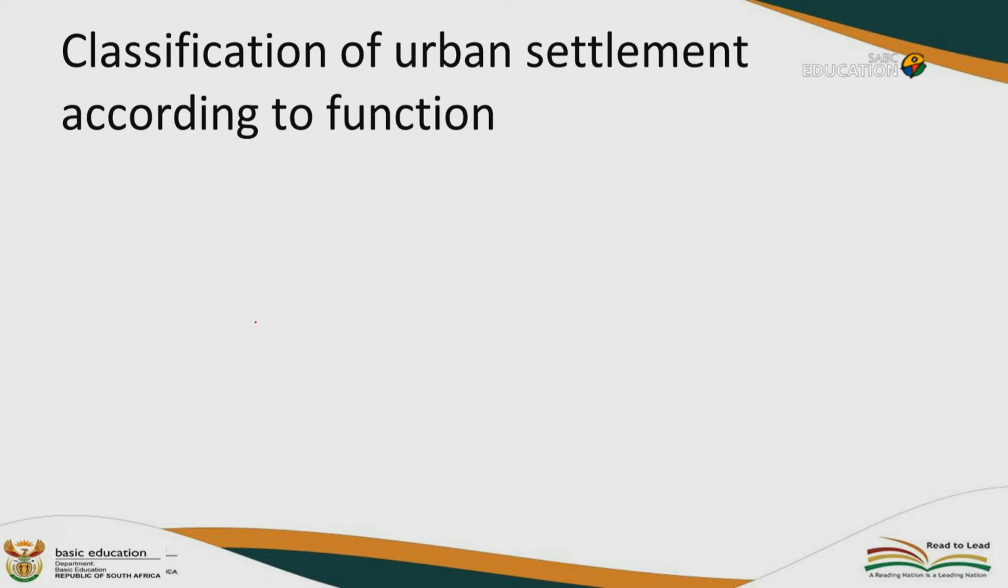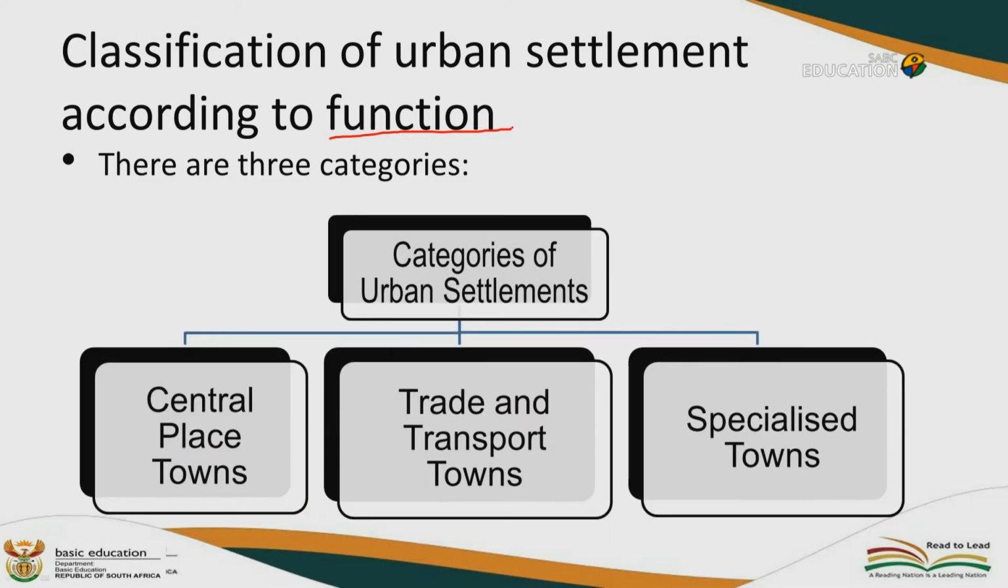Okay, classification of urban settlement according to function. Let us look at how we classify that. There are three categories of settlement here. We have the central place town, we have trade and transport, we have specialized town.